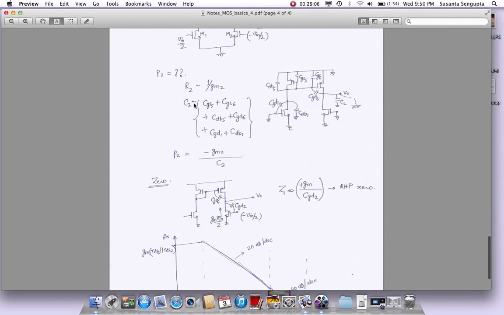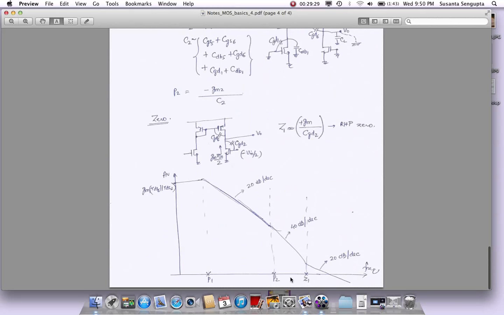Then we have the P2 and we also have the zero. We don't know which one is bigger, but I will assume again here that since CGS's values are actually bigger than CGD, those CGS terms adding with CGD will actually be much bigger than this CGD here. Okay, so if this value is bigger, that means the pole is smaller. So we will have P2 happen before the zero. That is my assumption again here, and in most cases it is true.